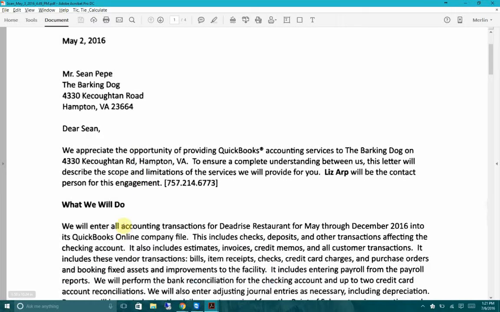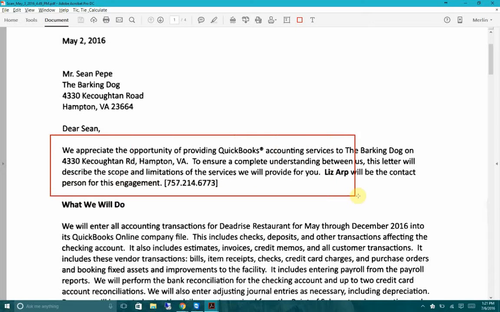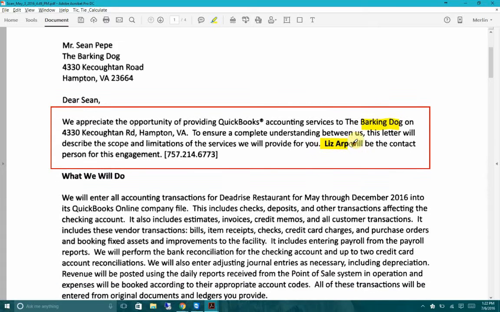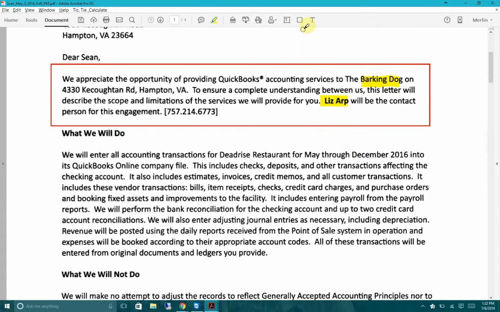So this is the barking dog, and this up here is pretty much standard verbiage. It primarily indicates clarifying who the customer is and who's going to primarily take care of them. So that's how that section always works. The other key section that we customize is the what we will do section.